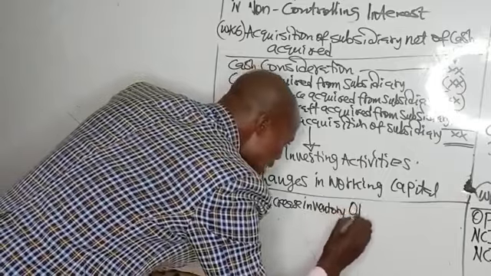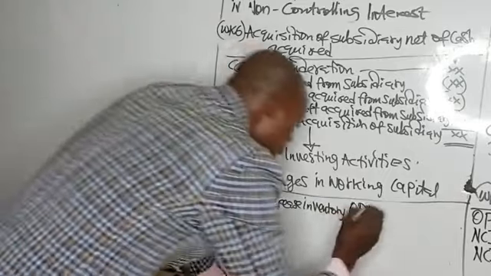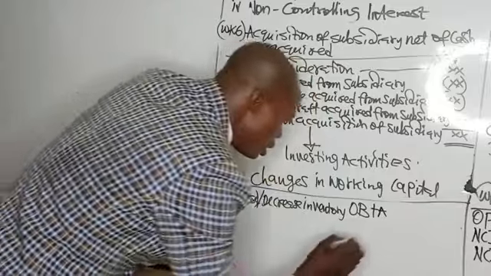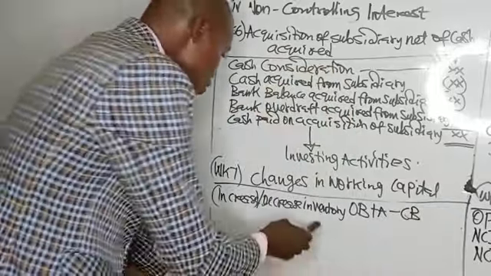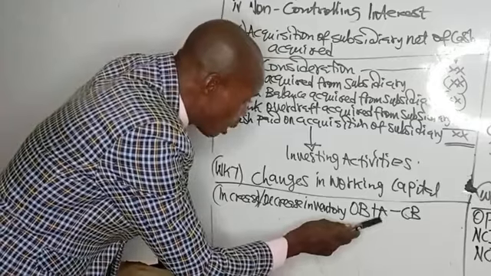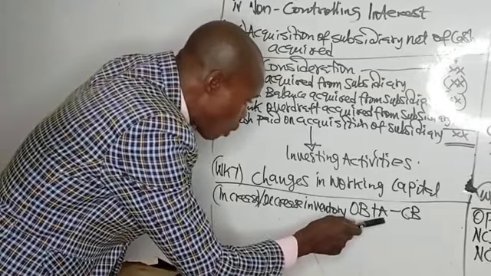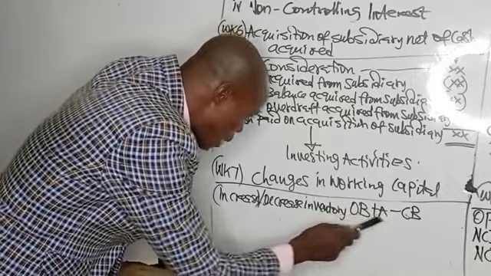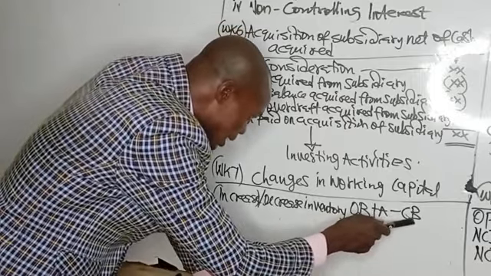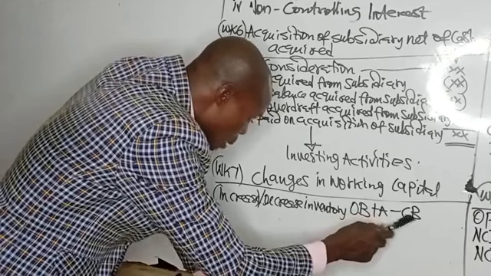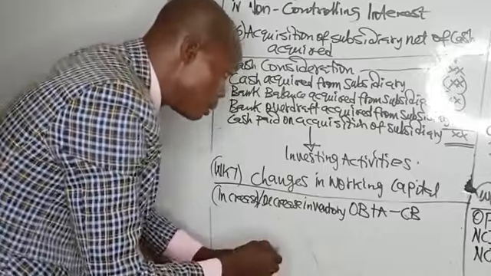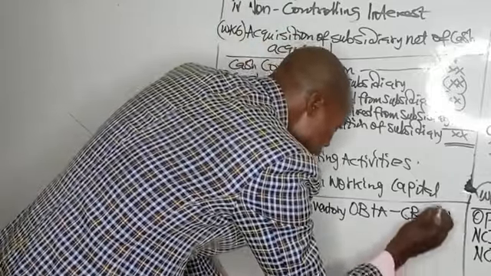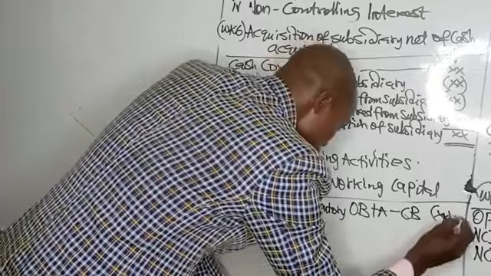You have the opening balance plus acquisition minus closing balance. Plus acquisition means where inventories are acquired from the subsidiary during the year, you have to add the one acquired to the opening balance. Where the total of these two is greater than this, then you have a decrease. But where this is greater than the total here, then you have an increase. Increase, remember, is minus, while decrease is plus.